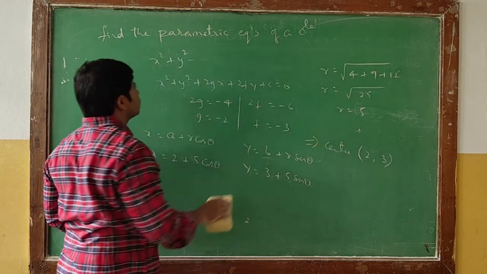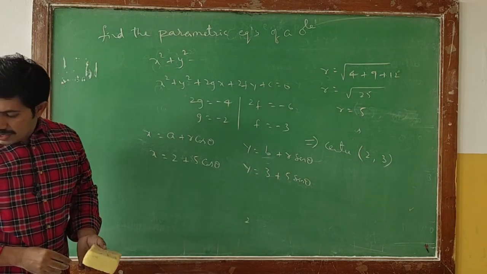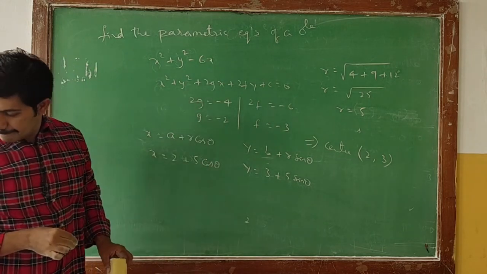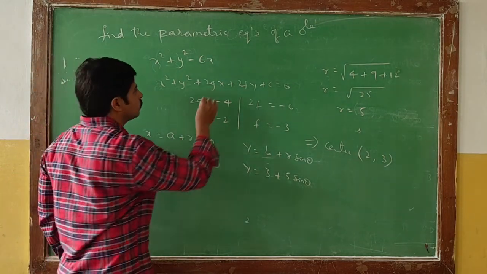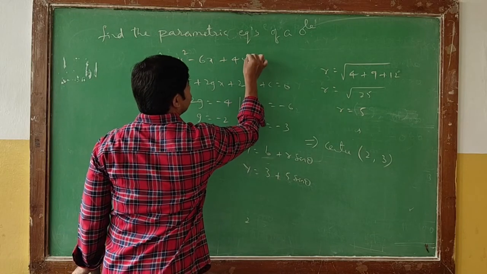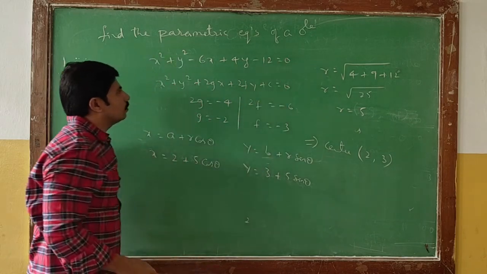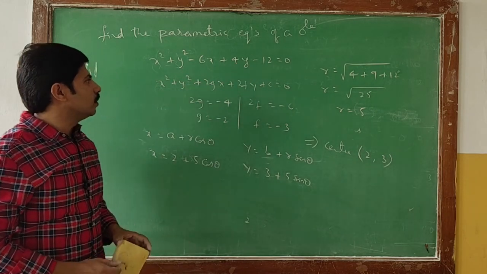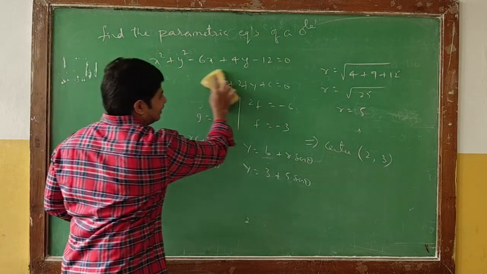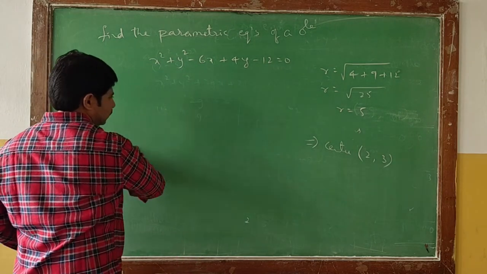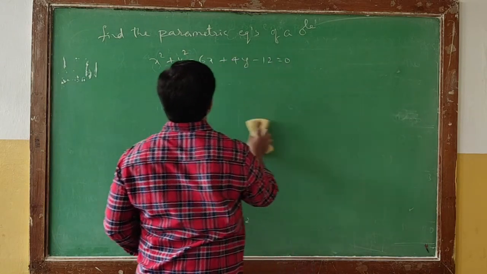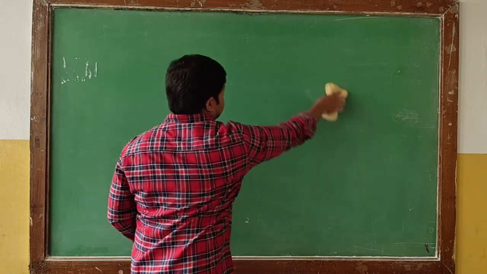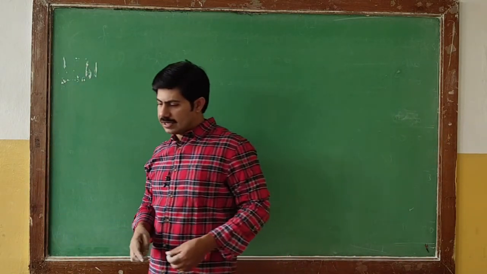So next one is again to find the parametric equation. X square plus y square minus 6x plus 4y minus 12 is equal to 0. X square plus y square minus 6x plus 4y minus 12 is equal to 0. So try this problem. So parametric equations of circle is completed.